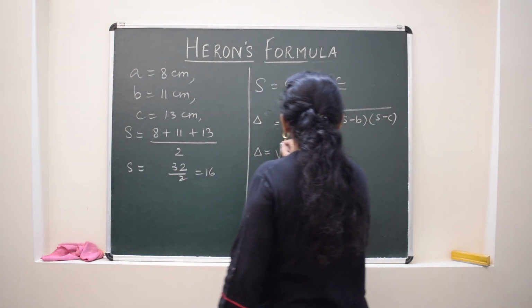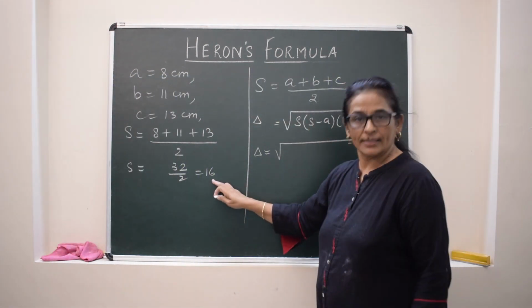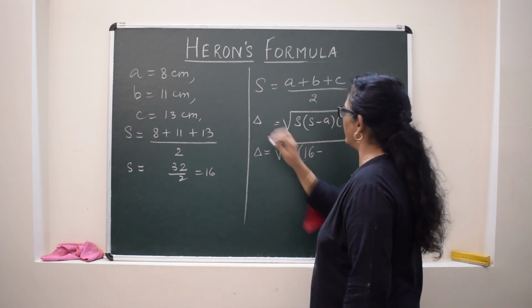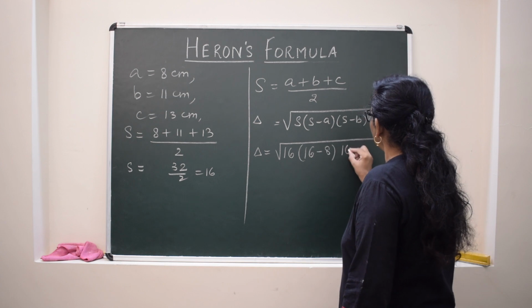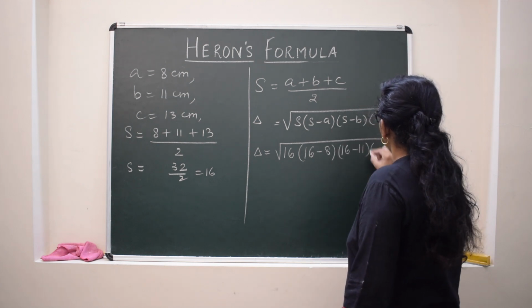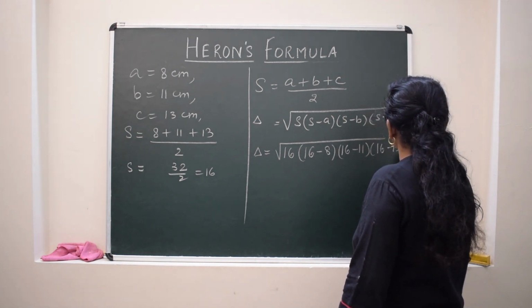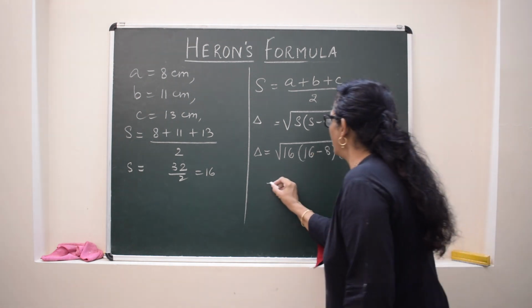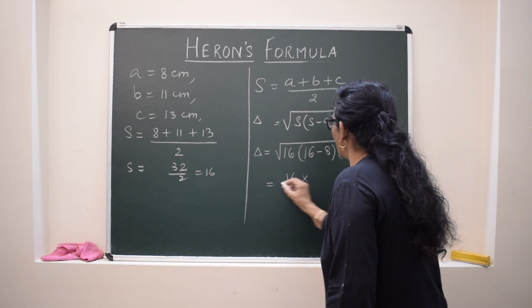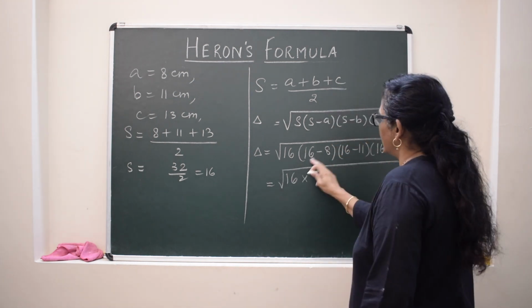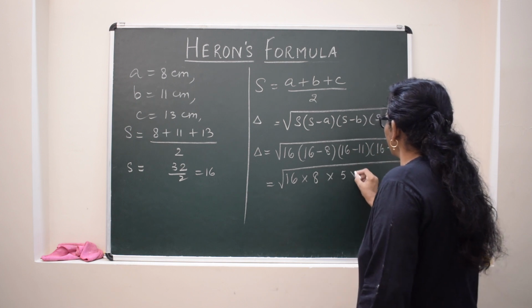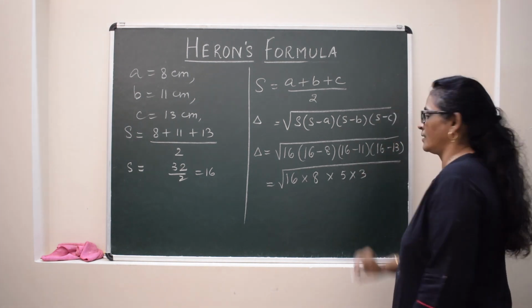Area of triangle is equal to, s is 16, so 16 into (16 minus 8), (16 minus 11) and (16 minus 13). This would be 16 into, 16 minus 8 is 8, 16 minus 11 is 5 and this is 3.